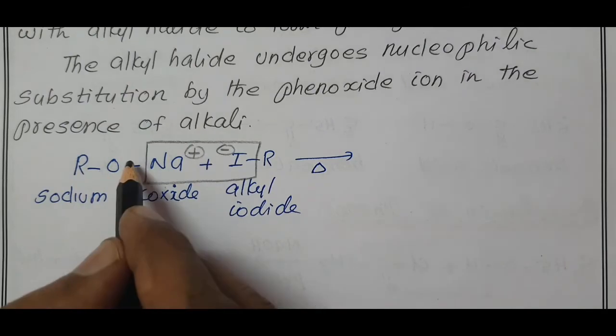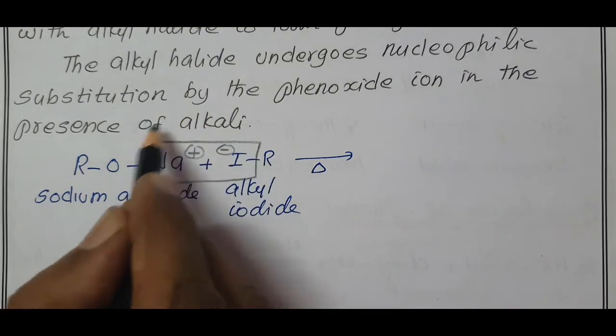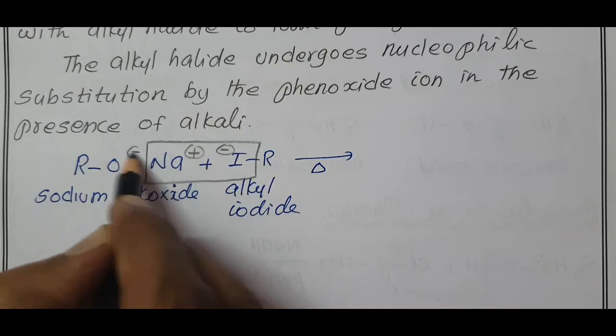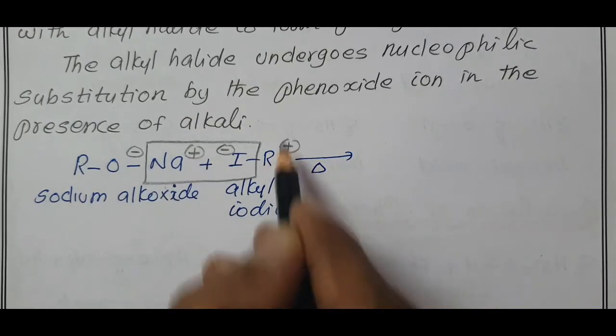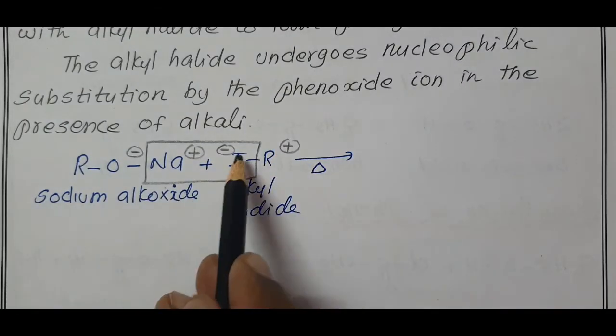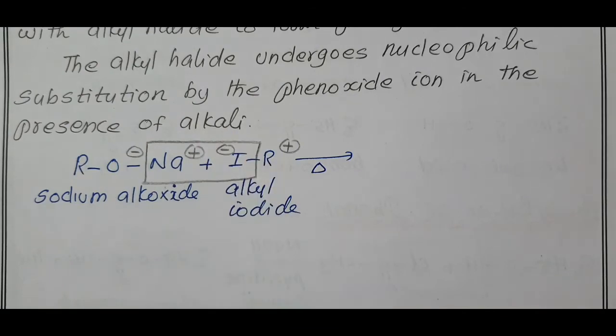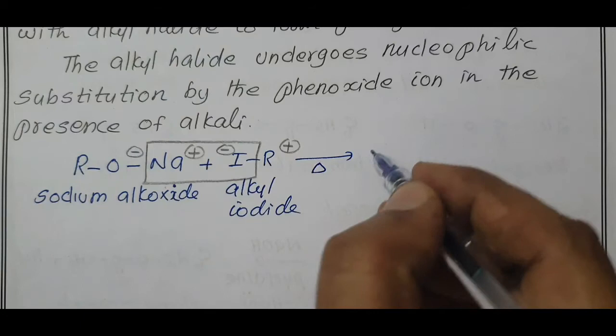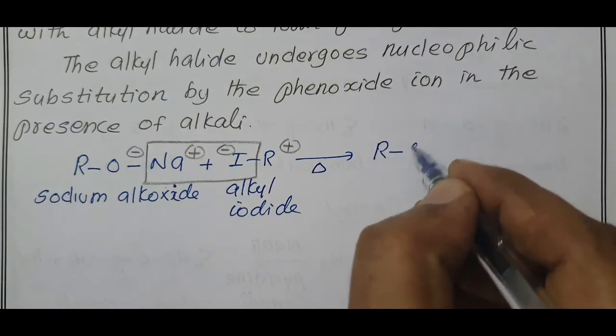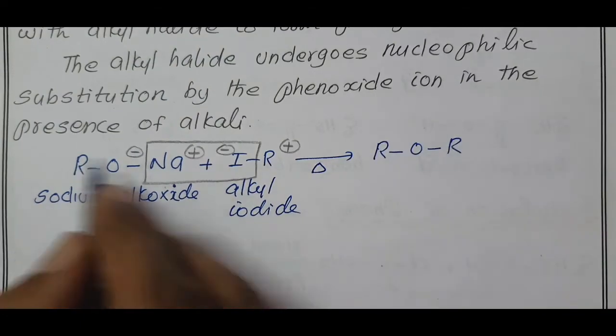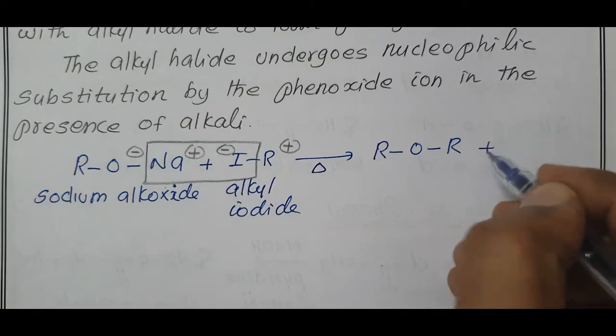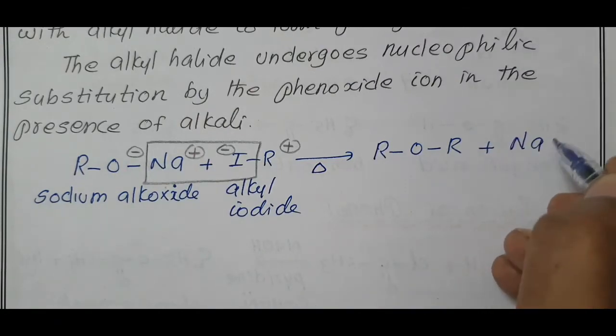Now this alkoxide ion replaces the I minus ion. This minus is added to this plus. The I minus ion is now substituted by the alkoxide ion. It is an example of nucleophilic substitution reaction. It gives ROR and loss of NaX, here NaI.